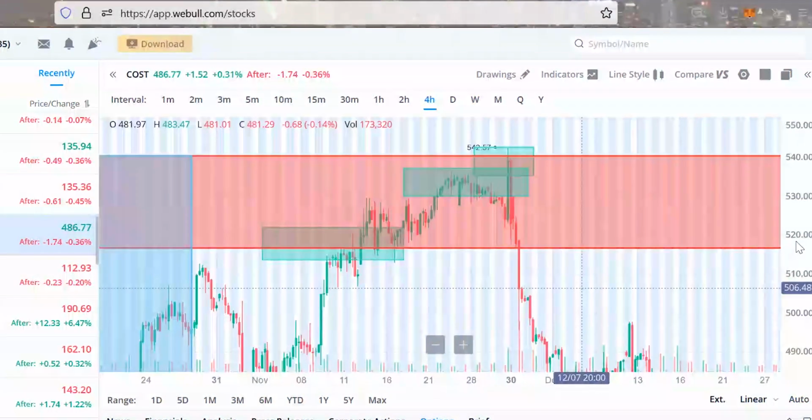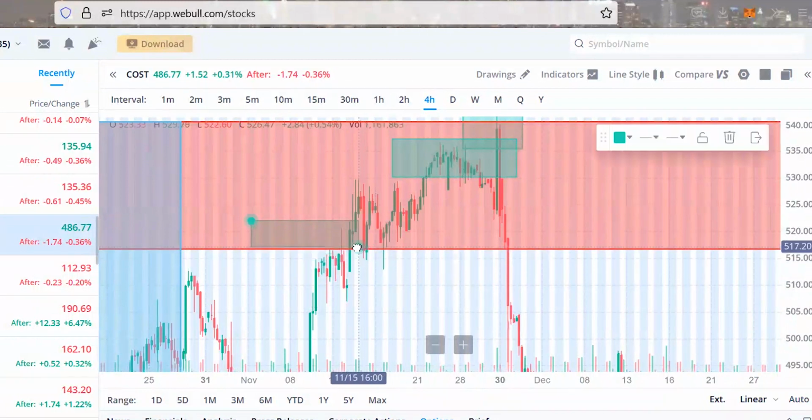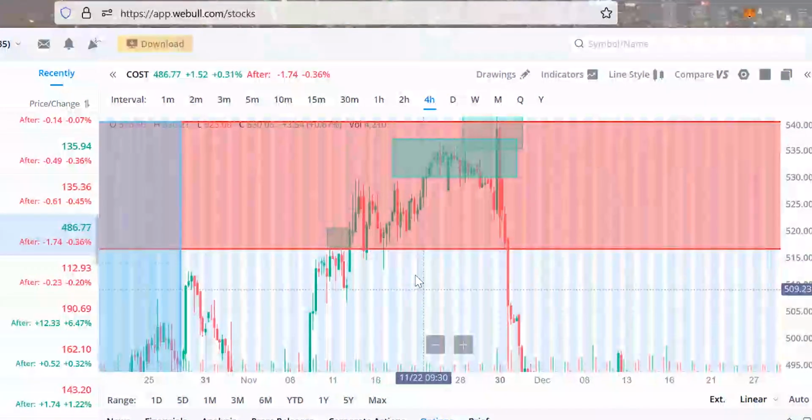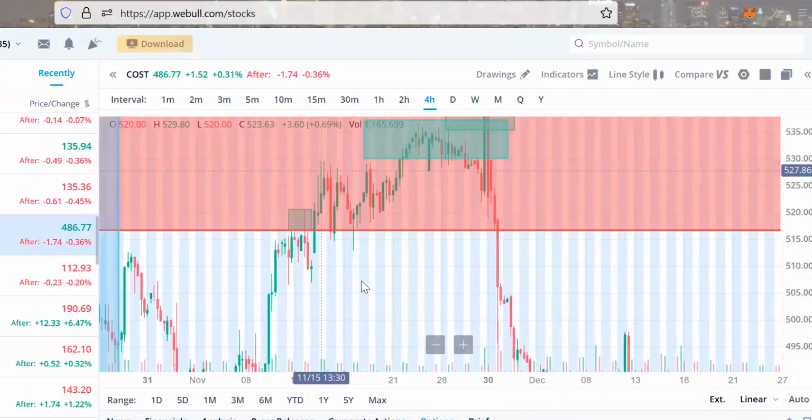I confirmed that I believe in my 4-hour. Yes, there you go. So I had that little candle here. This was a confirmation right here. I did not take this play at all, but I gave it out to my students. So if they did take this play and I called it here, they would have got a nice little move. And if they did not take profit, they would have got stopped out because it kept going up, right?